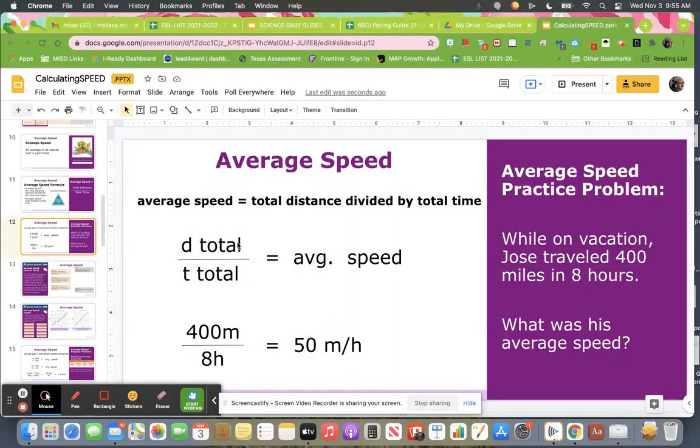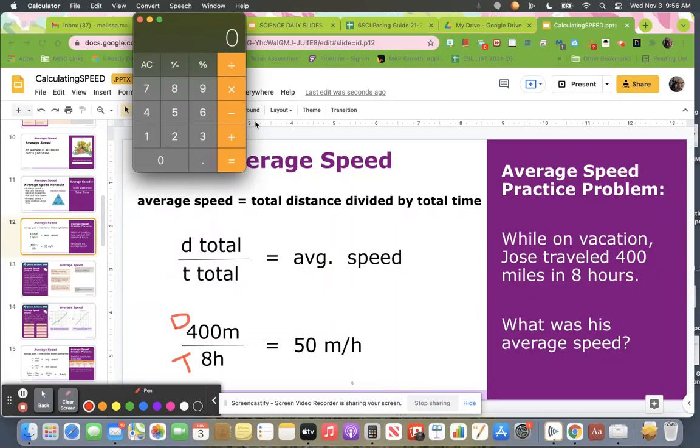Again, average speed: total distance divided by total time. While on vacation, Jose traveled 400 miles in 8 hours. What was his average speed? You just set it up like we did before. It tells you a total of 400 miles, that's your distance, in 8 hours, that's your time. So we have distance and time.